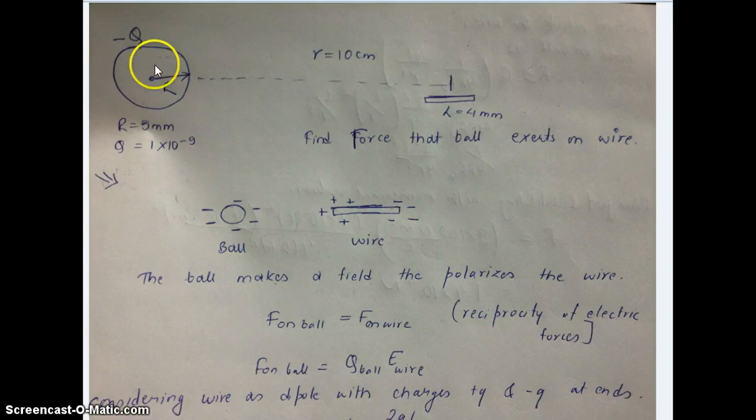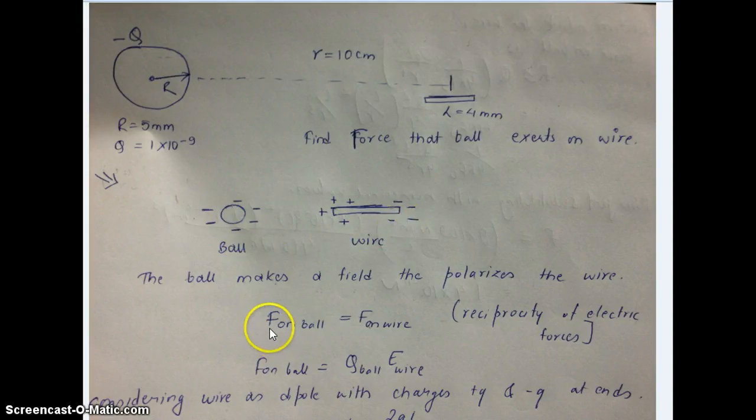Since this ball is negatively charged, it makes a field that polarizes the wire, as you can see in the figure. This polarized wire will also make a field that polarizes the ball, but let's assume in this problem that the effect is so small that we can neglect it, so that we can consider this ball to be a point charge. This polarized wire will be attracted by the ball, and this ball will be attracted by the polarized wire.